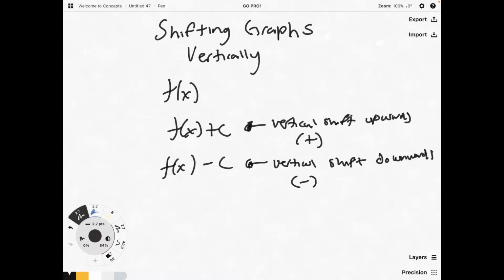Take your original function, let's say f of x, and add a constant. So if we said plus 2, this would shift the function up 2 points. And if we had f of x minus 2, then this would shift it down 2 points. Let's look at an example.